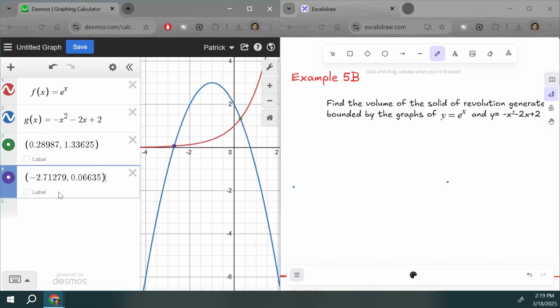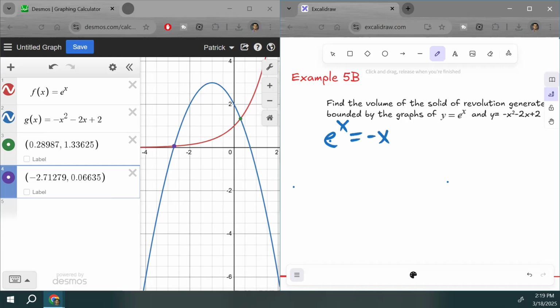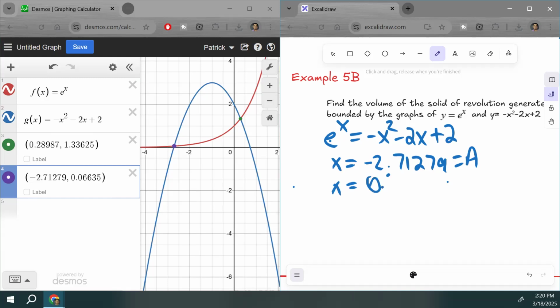Put them over here. So what I would show for my work here is that e to the x equals negative x squared minus 2x plus 2. x equals negative 2.71279. I'm going to call that A. And x equals 0.28987. I'm going to call that B.